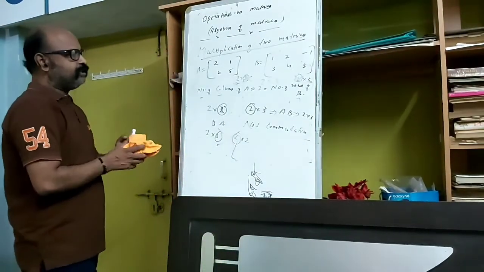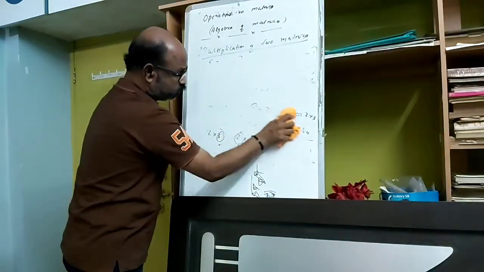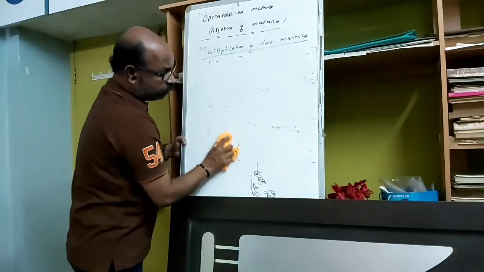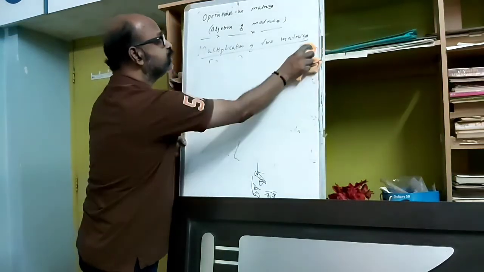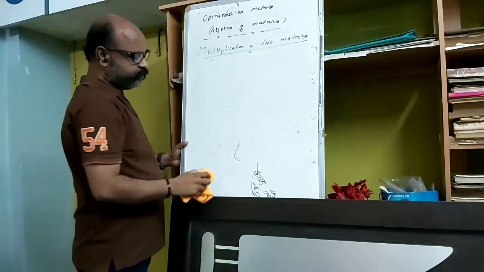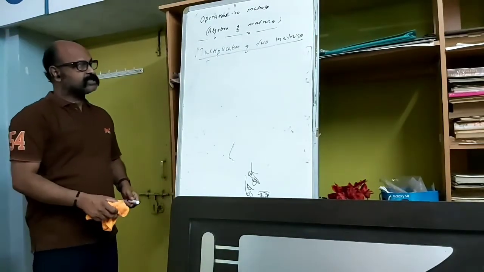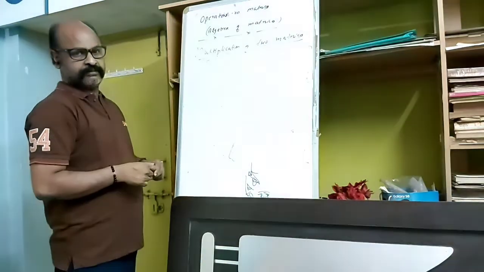So in general, for two matrices A and B, it is not necessary that the products AB and BA are equal. In some cases it may be, but generally AB and BA are not equal. So multiplication of two matrices is not commutative.